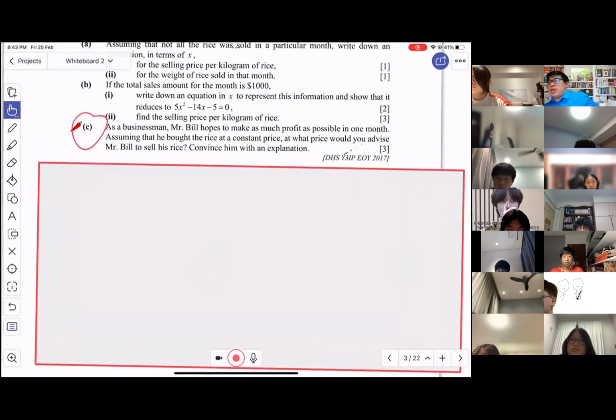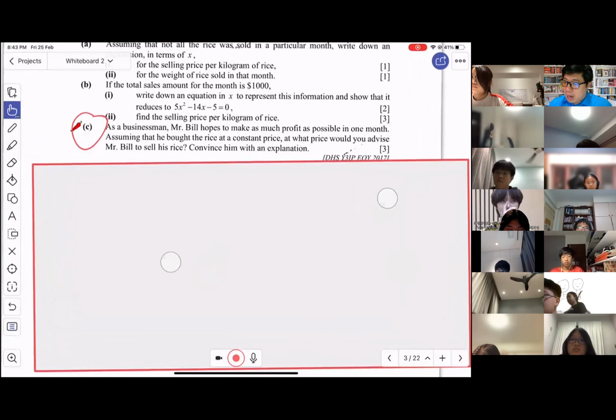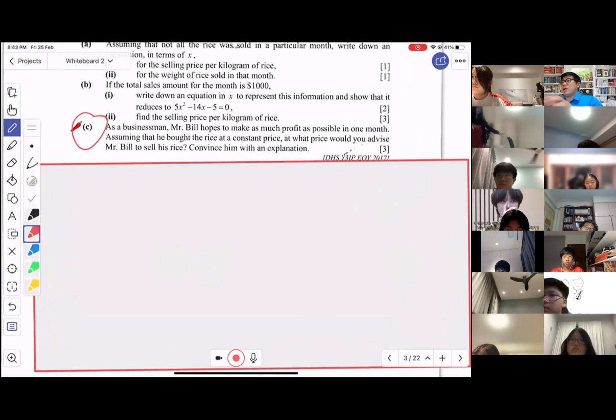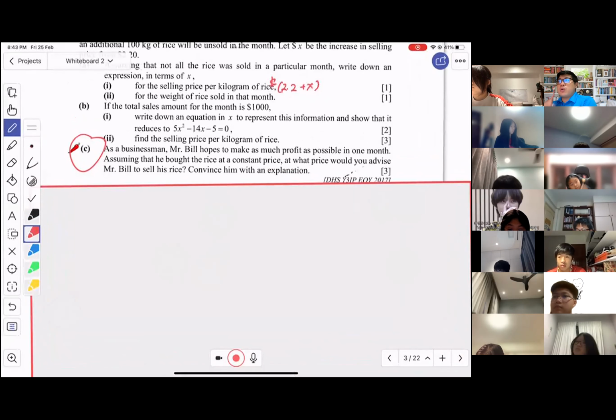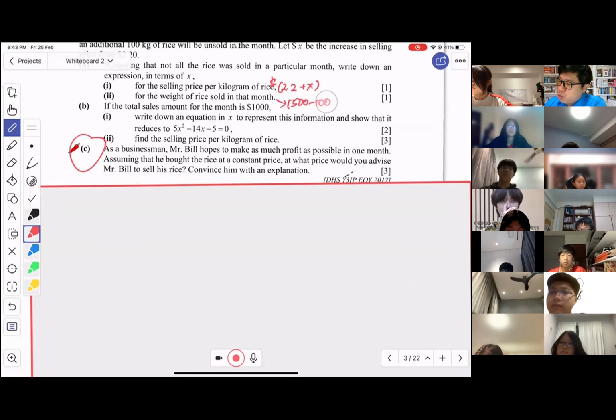So for this question, the total sales, I use the earlier result. The selling price for a kilogram is 2.2 plus X dollars. The weight of rice sold in that month is 500 minus 100X. I'm sure these two parts are okay with you, right?